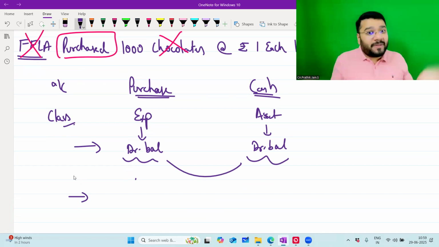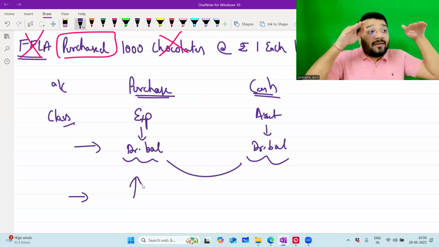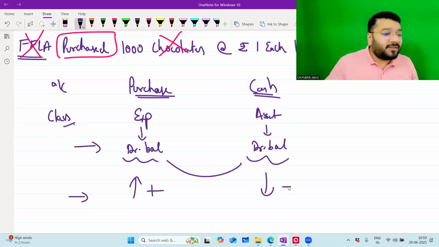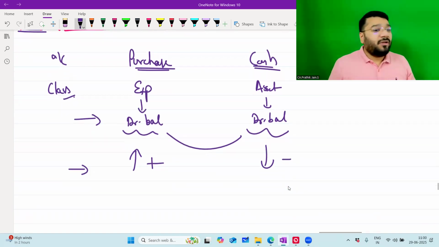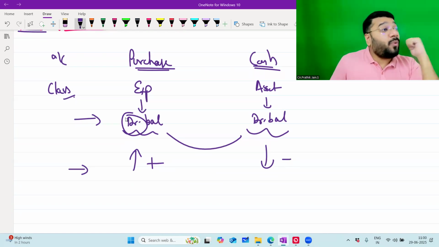If I do more purchase, the value of purchase will increase or decrease? Increase. Wonderful. For purchasing goods, I'm paying cash. If I keep on paying cash, my cash balance will decrease. So increase means add, decrease means minus. To increase a debit balance item, what should I do? Debit.